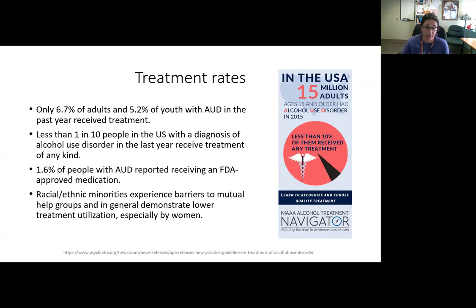As with other areas in substance use disorder treatment, and dismally in medical treatment in general, we see that racial and ethnic minorities in the US continue to experience barriers to both group treatment and, in general, to alcohol use disorder treatment, and this is especially experienced by women in these groups.